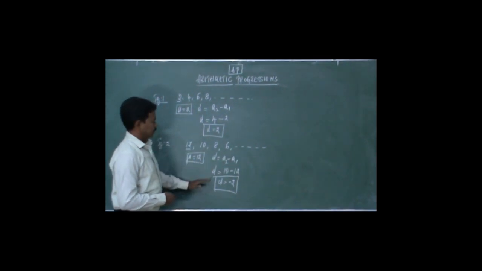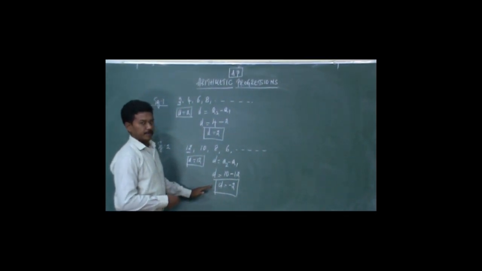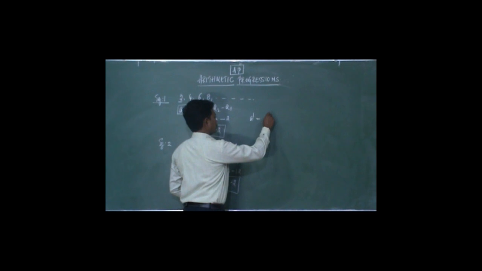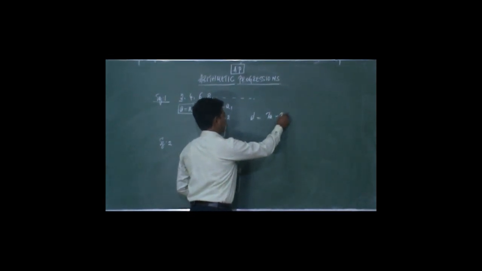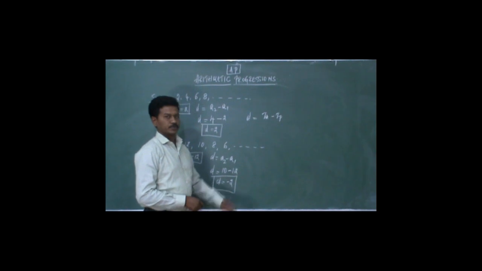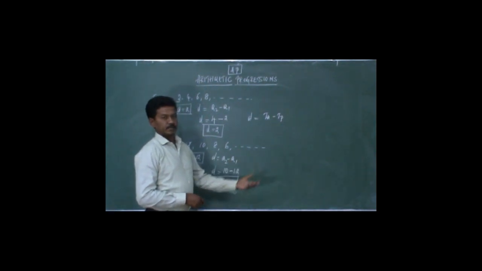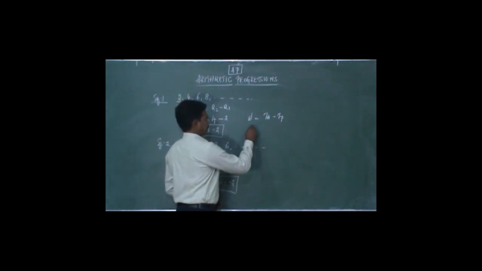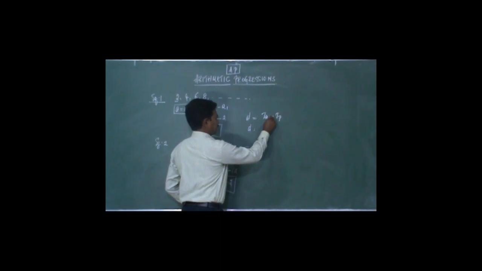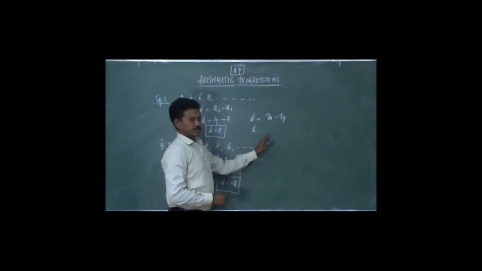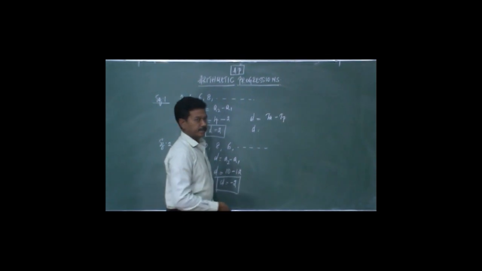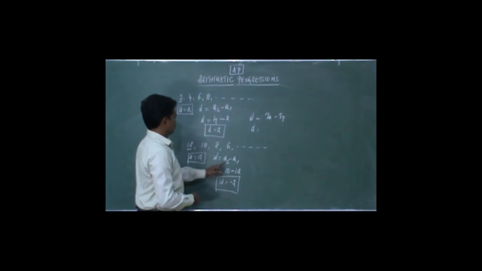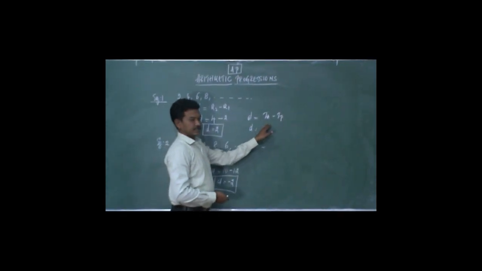So this is the way of finding A and D for the APs. Usually you can take D is equal to any term minus the preceding term. This is the usual formula we used in the previous years when solving arithmetic progression problems to find D. So D is equal to any term minus preceding term. That was the general formula we used to find D. Now in textbooks also they usually use A2 minus A1.